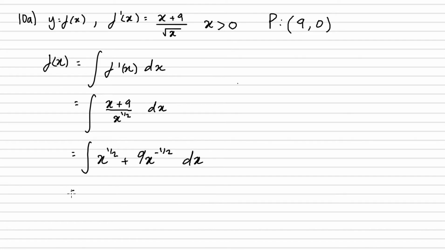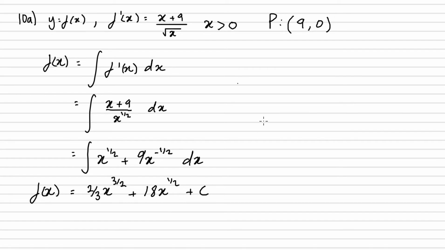So now we can just integrate. X to the power of a half, we plus 1 to the power, a half plus 1 is 3 over 2, and then we divide by 3 over 2. So we're left with 2/3 x to the power of 3 over 2, plus, now, minus a half plus 1 is a half, and then we divide by a half. Dividing by half is the same as timesing by 2, so we're left with 18x to the power of a half, plus that constant of integration c. So now we've obtained f of x.